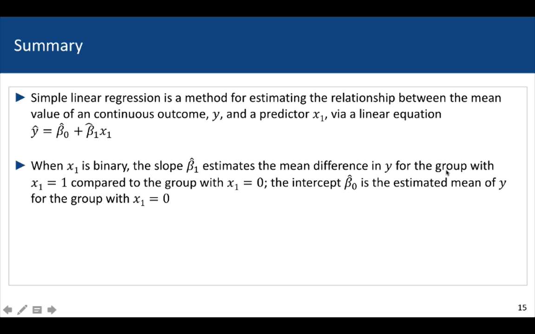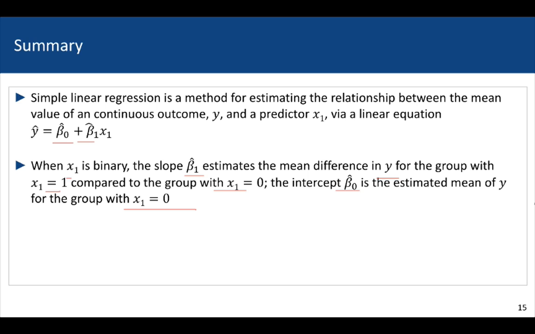So in general, simple linear regression is a method for estimating the relationship between the mean value of a continuous outcome, our continuous outcome y, and a predictor x1 via a linear equation of the form y hat, which represents the mean of y, equals some estimated intercept plus some slope times x1, our predictor. When x1 is binary, this slope estimates the mean difference in y for the group with x1 equals 1 compared to the group with x1 equals 0. And the intercept, b naught hat, is the estimated mean of y for the group with x1 equals 0.